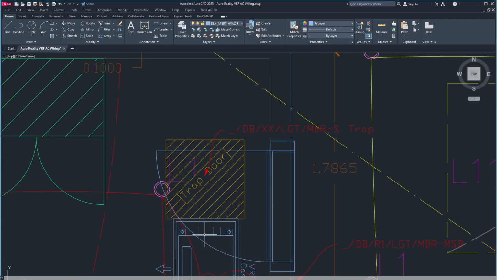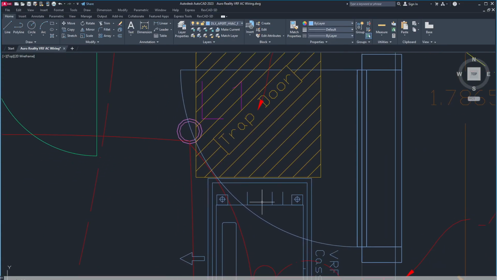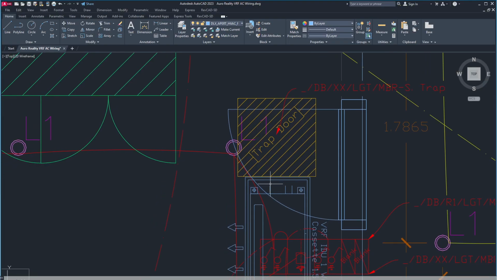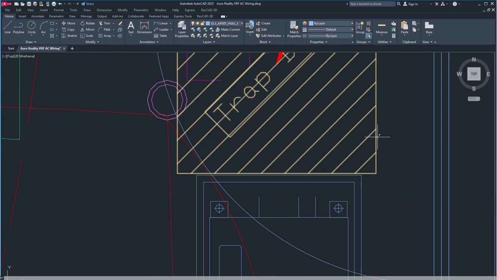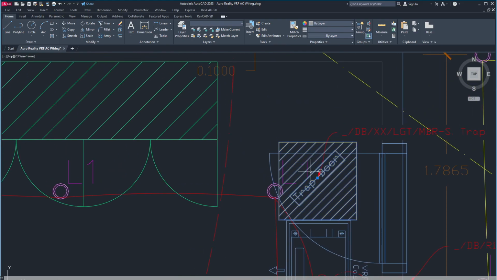So down the line, there might be maintenance issues for this AC. So 100% wherever there is an AC, just beside it, it is standard practice to give a 2 feet by 2 feet service trap.